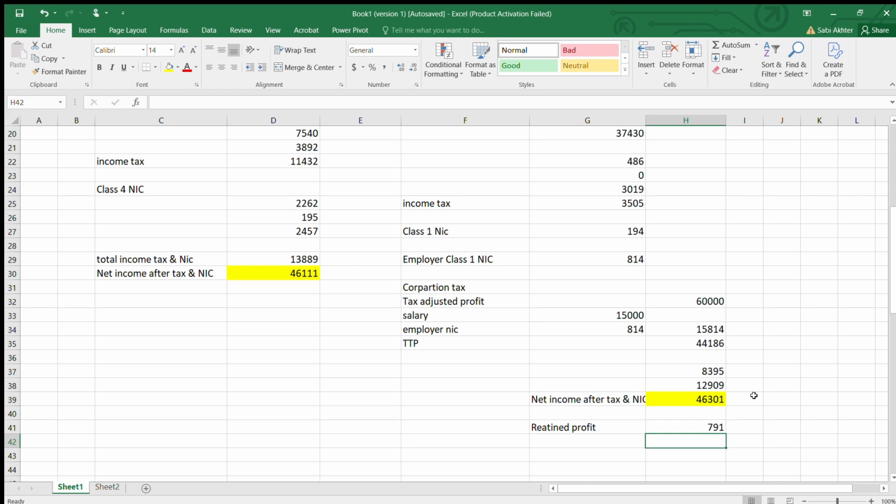So there's a tax saving for Aragon if he's incorporating his business. That means working as a limited company. Just compare the total cost, 13,889 versus 12,909. Okay, if you compare the net income also, it's higher if he's operating as a company.